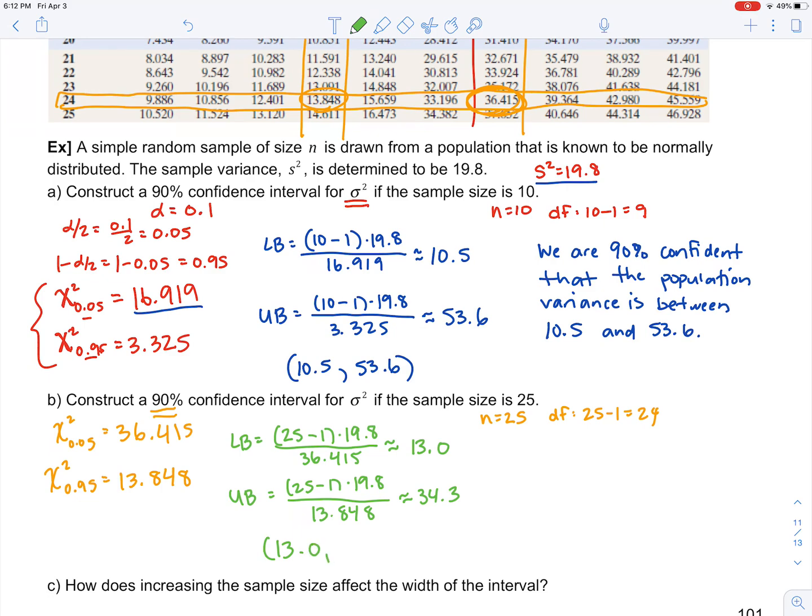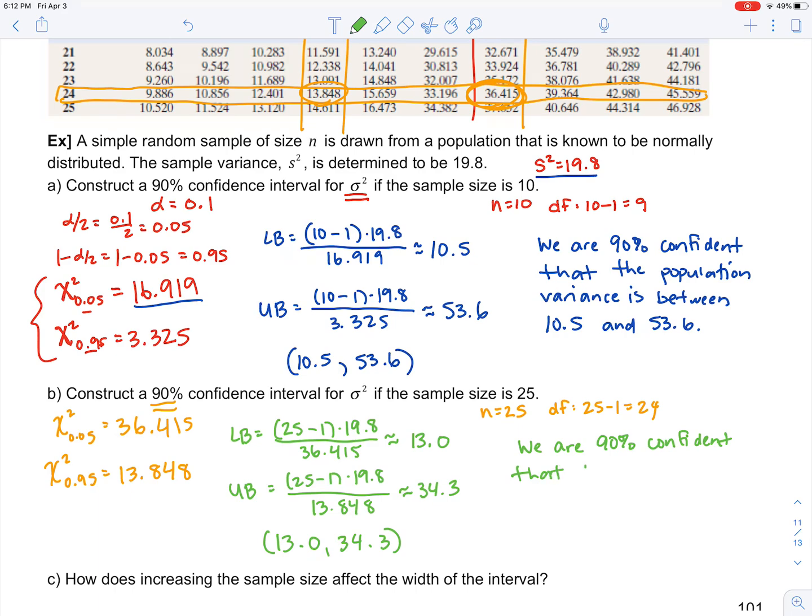Okay, so you might notice that the s squared value, which is the point estimate, the sample statistic, is not in the center of these. That is because the distribution is not symmetric. Okay, so a similar interpretation. We are 90% confident that the population variance, we don't really have any more information than that, the population variance is between 13.0 and 34.3.